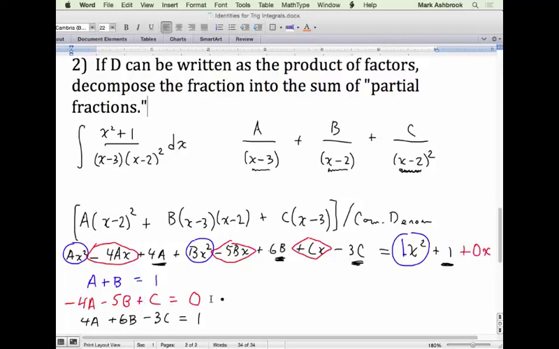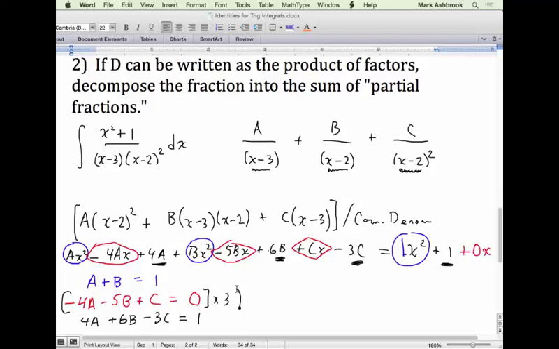I can get rid of the C's in these two by multiplying this one by 3, and I'll have positive 3C and minus 3C. So I'm going to take this second equation, multiply it by 3 and add it to the third equation. That'll make the C's go away, and then my result, I'll combine it with this.